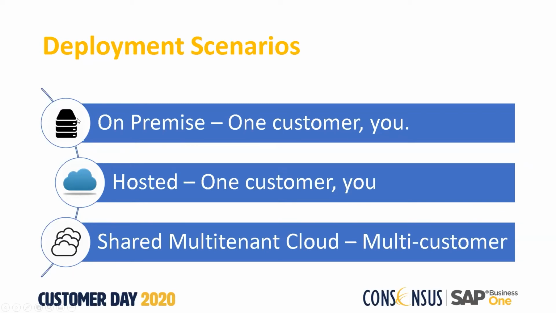So on-premise is you purchased, you run it yourself. Hosted is you have a company running it for you somewhere. And then the third one is a cloud deployment. So the shared multi-tenant cloud deployment where it's not just your data, there's a bunch of customers sharing physical resources, or there's a service provider in between that does that for you. They allocate some space for you to run your Business One environment over there.